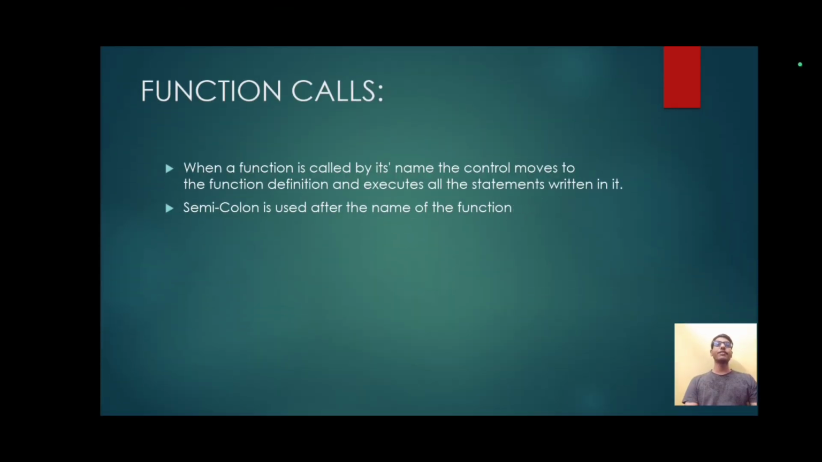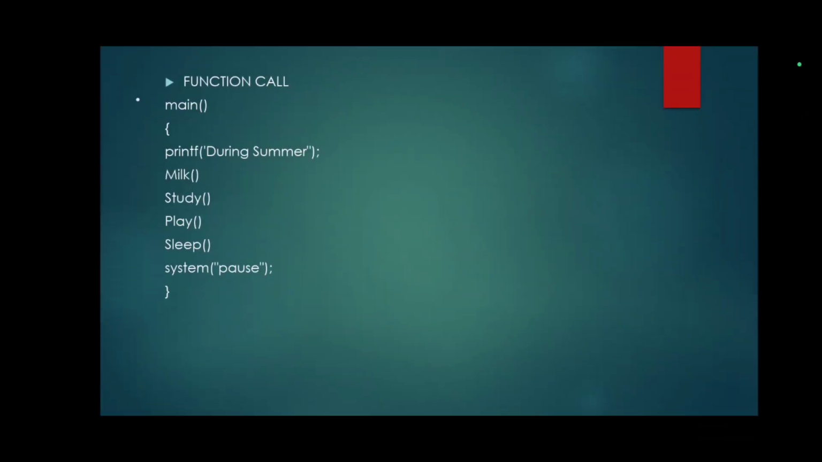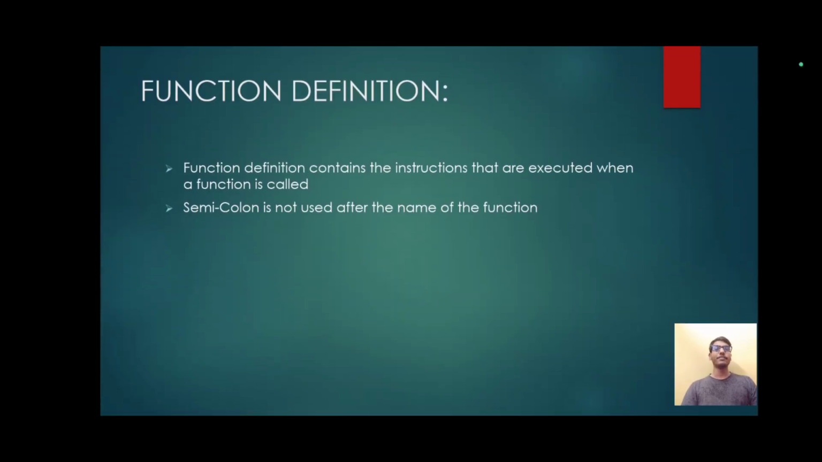Function calls. When a function is called by its name, the control moves to the function definition and executes all the statements written in it. It is important to note that the semicolon is used after the name of the function call. Here main() is the main function. We open the curly braces and printf is the output function, and what is written, "during summer", is written within double quotation marks, and the printf statement ends with a semicolon, and we get the output as "during summer". Here milk(), study(), play() and sleep() are the function definitions, and the statements with the name, open parenthesis, passed within double quotation marks and ending with a semicolon, are the function calls and function definitions.